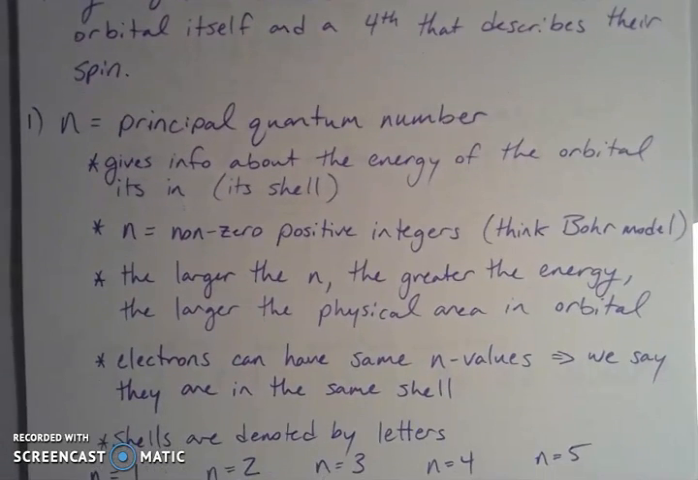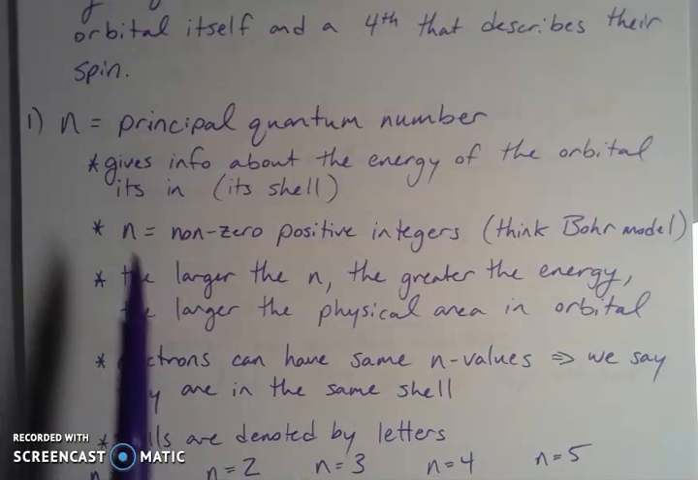Okay, so let's start at the beginning. If you recall the Bohr model of the atom, when we talked about these concentric circles that radiate out from the nucleus, we called them shells. And we said that we could label them as n equals 1, n equals 2, n equals 3, all the way out. And we called that n the principal quantum number, the principal number, the principal energy number. All of those mean the same thing.